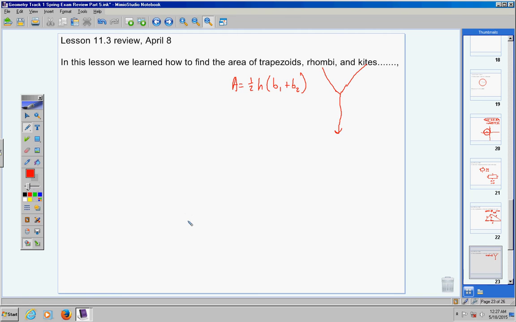Rhombi and kites have one thing in common. Are you ready? Their diagonals are perpendicular. Now, why is that important? Well, I'm glad you asked.